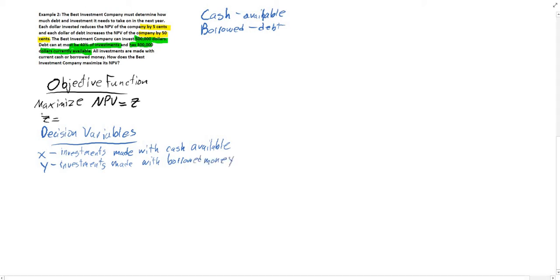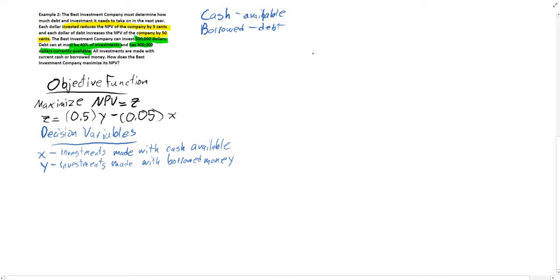This can now go back into our maximize function. So we know that each dollar invested right up here, I'll highlight it again, each dollar invested reduces the net present value by 5 cents. And each dollar of debt increases the net present value of the company by 50 cents. So we'll have that 50 cents of each dollar multiplied by the number of dollars invested with debt, subtracted by 5 cents, 0.05, times the number of investments made with the cash available. That's going to define your objective function.